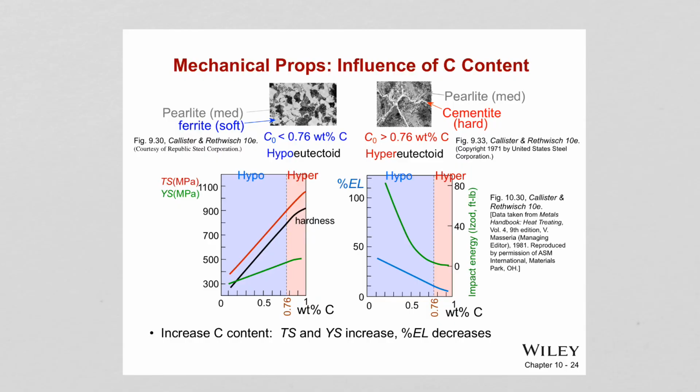So what about the influence of the carbon content on the mechanical properties of steel? If we look at these diagrams here, as the carbon content increases, we are seeing that the hardness, tensile strength, and yield strength are increasing. On the other hand, as we increase the carbon content, the ductility and impact energy are decreasing. So this is the effect of carbon content. It doesn't matter if you have hypoeutectoid or hypereutectoid; increasing carbon content has the same effect on the structure.